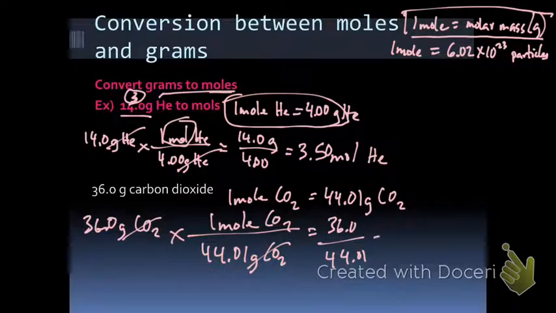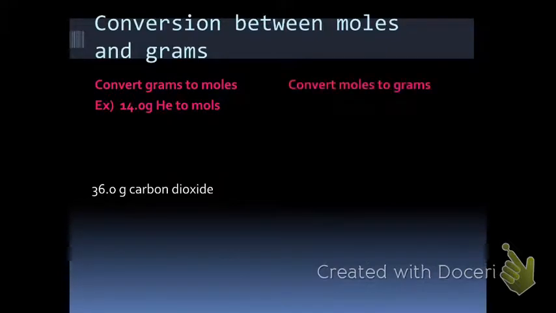You get that, it equals 0.818 moles of carbon dioxide. I rounded it, it was 0.8179, right? But I need to round to 3 sig figs. Why? Because I have 3 sig figs here. Okay, so in this case, if you want to convert from grams to moles, we're going to use the molar mass, okay? What about if we want to do the opposite, though?